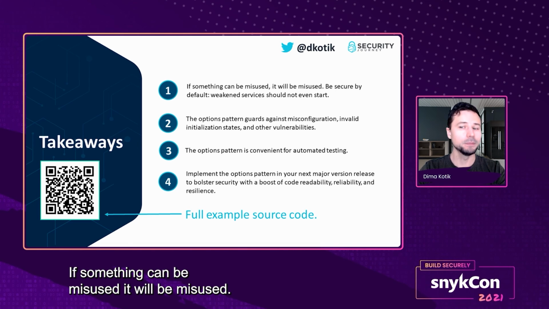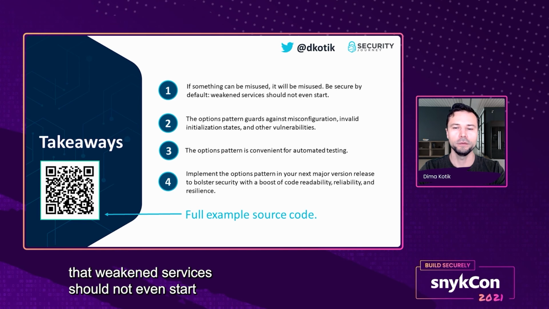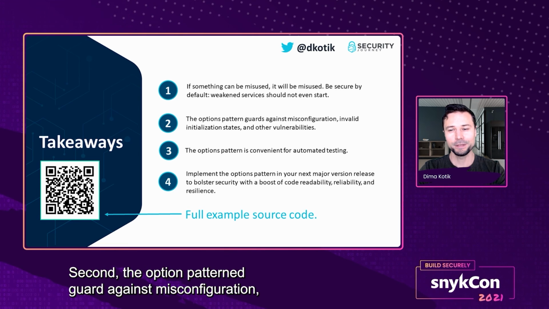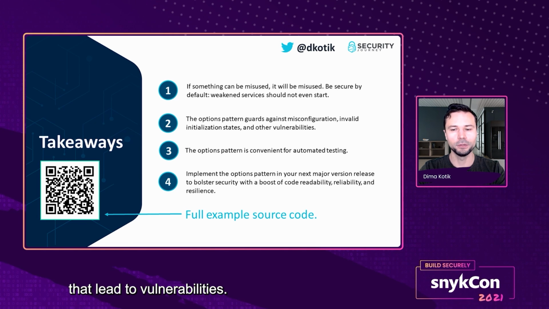If something can be misused, it will be misused. Be secure by default, and that means that weak-end services should not even start, and the options pattern can help you ensure that. Second, the options pattern guards against misconfiguration, invalid initialization states, and other states that lead to vulnerabilities.